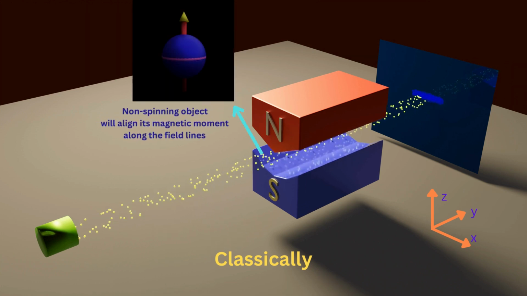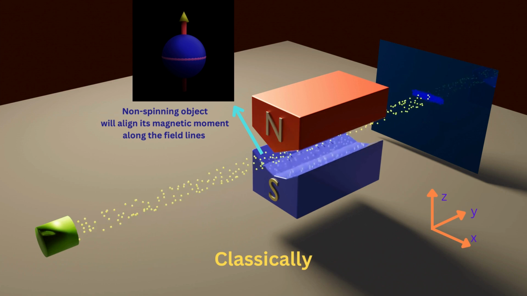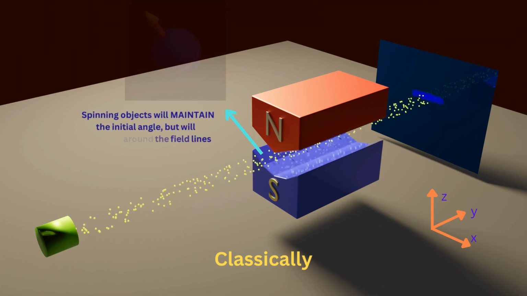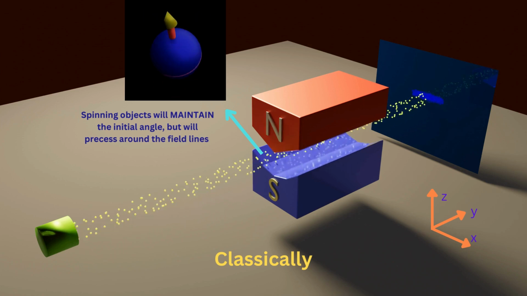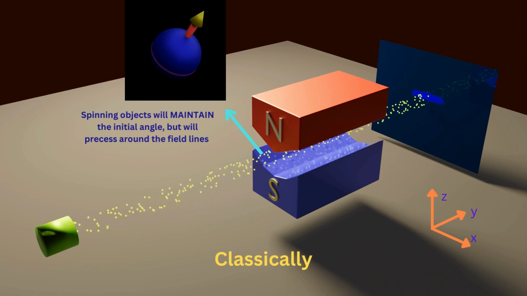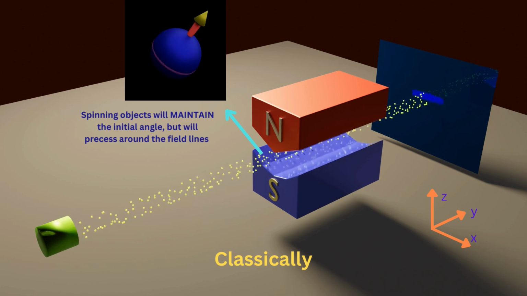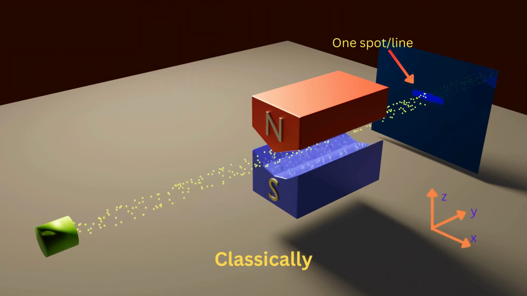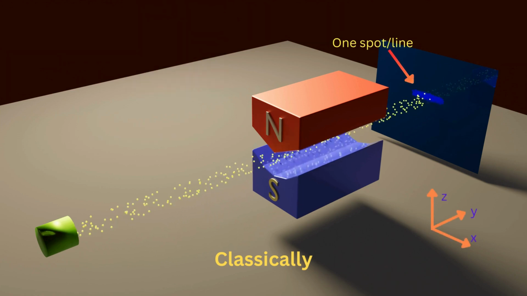If the magnetic moment is caused by a particle that is not spinning around itself, it will align itself parallel to the magnetic field. If a particle had a spinning motion of some kind, such as a top, its magnetic moment would maintain the angle between it and the field, and would perform a precession motion around the field lines. All that just means that in general we will get one line on the screen.